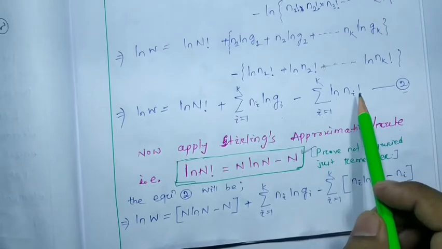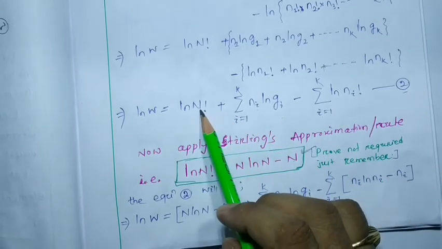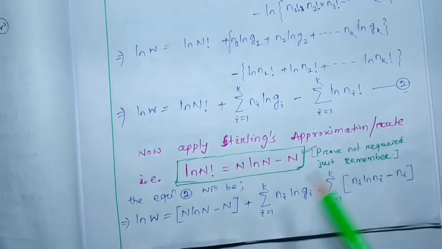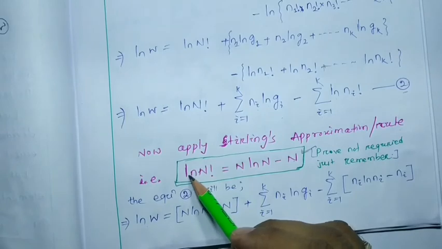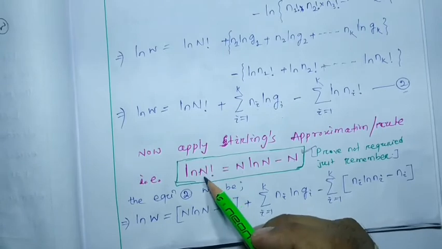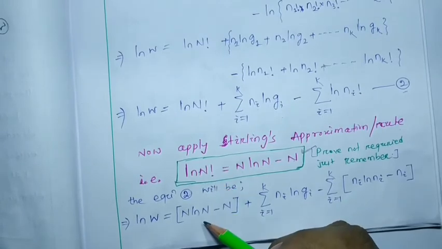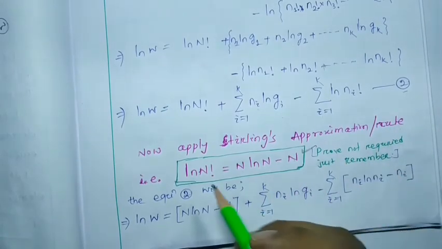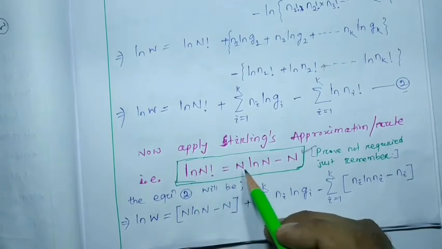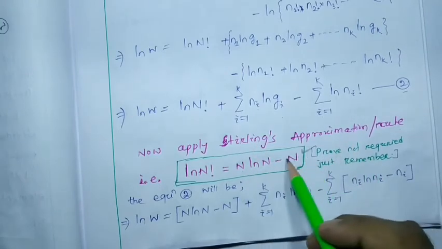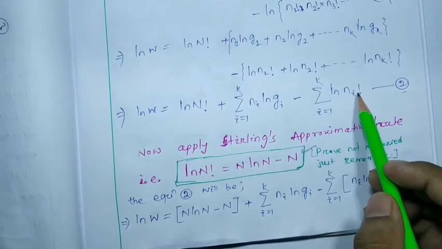here and here. Here you can see capital N factorial is there, here small ni factorial is there. That means the natural logarithm of the factorial of a large number. N represents the number of particles, and its factorial will be much larger. So whenever ln of n factorial appears, it will be equal to n ln n minus n. This is your Stirling's approximation. Now we have to apply this Stirling's approximation to equation number 2.